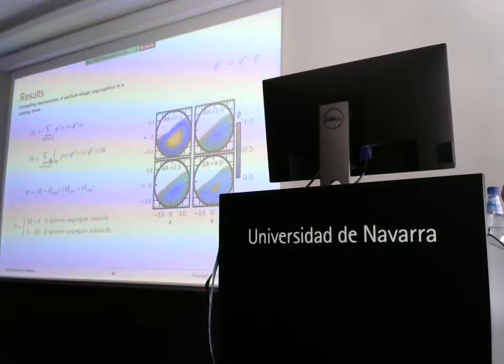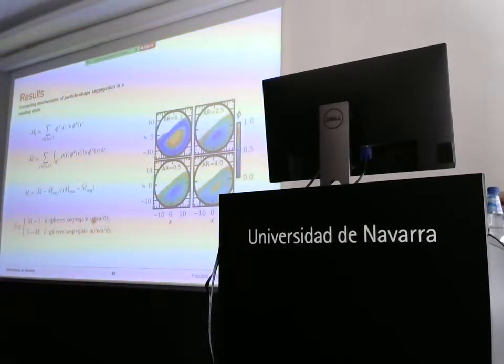Then we can rewrite this equation in order to obtain a normalized mixing parameter to keep it between 0 and 1. And as the mixing index and the segregation index are complementary magnitudes, we can define the segregation index in the following way. It will be n minus 1 if the spheres segregate inwards, and it will be 1 minus n if the spheres segregate outwards.